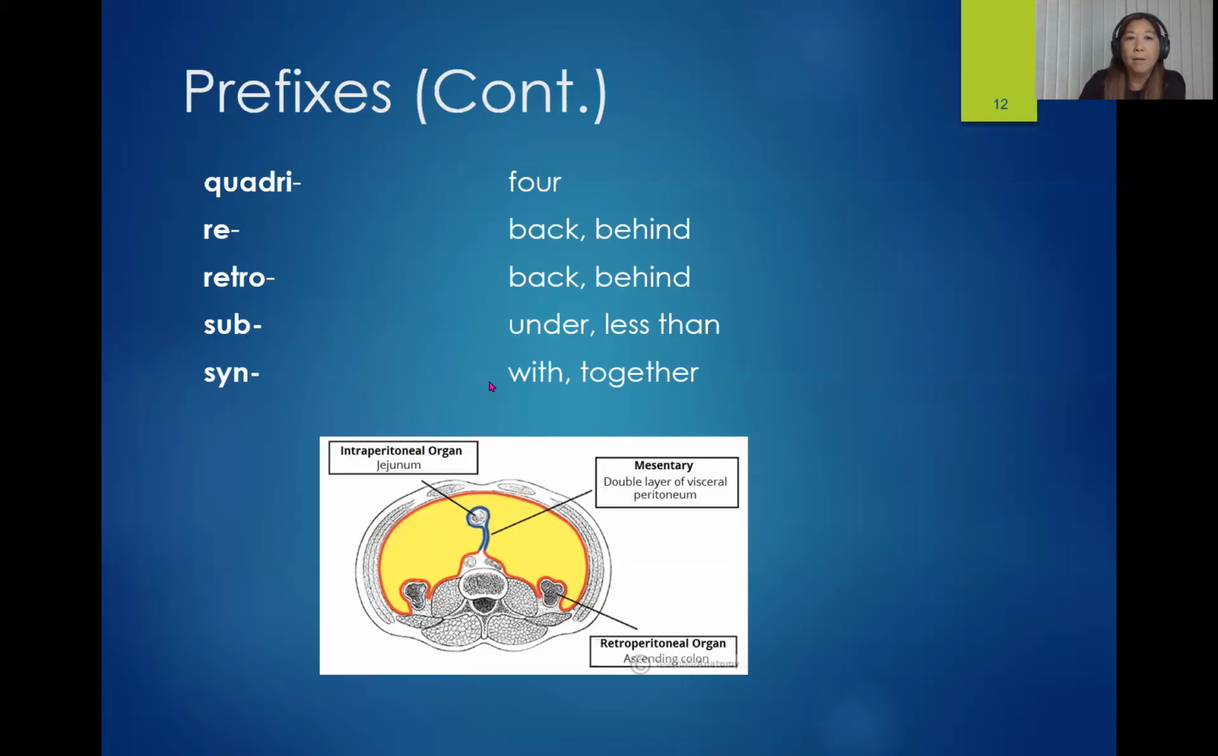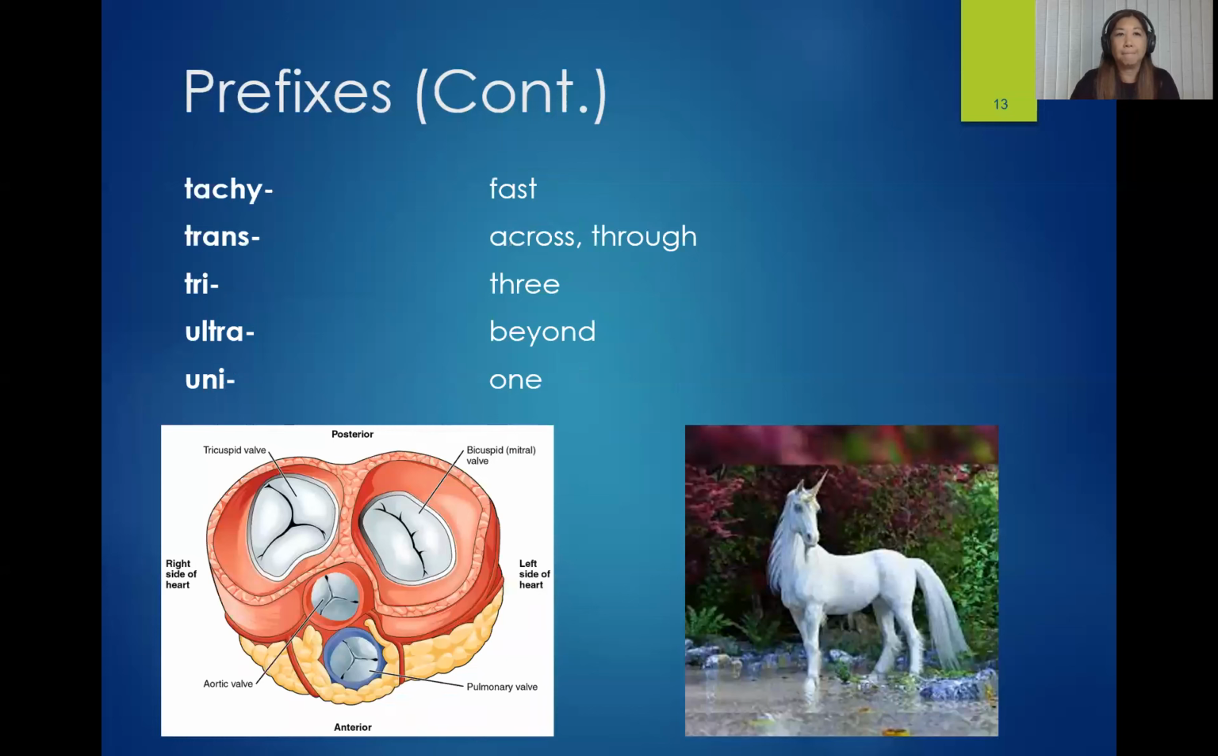Syn means together or with. So the term syndrome, right, means that drome means running or occurring, and syn means with. So a syndrome is a group of signs or symptoms that occur together. And we'll talk a little bit more about types of syndromes in just a minute.